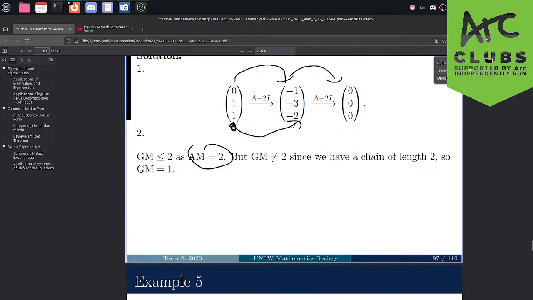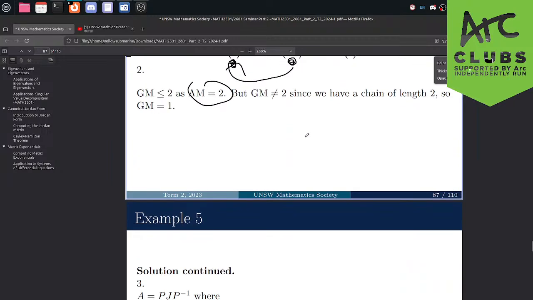Actually, it's going in the other direction. The space of eigenvectors must jump up in dimension to get to a generalized eigenvector, undoing an application of A minus 2I. Cool.